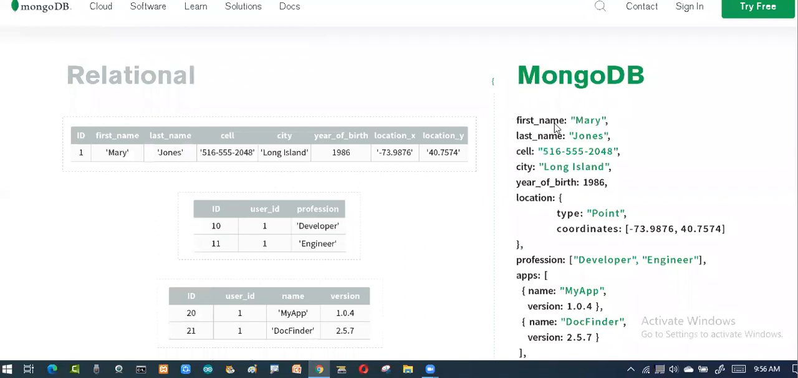Here you'll have something like first name, last name, cell, city, year, location, type, coordinator, profession, app name. I have information like this. Here you can see this is a document, which we call a JSON document. This can be written in Notepad or a Word document or anything else, but the format is how we write it. I have some name for the file, and then I will have properties. So here this is a property.